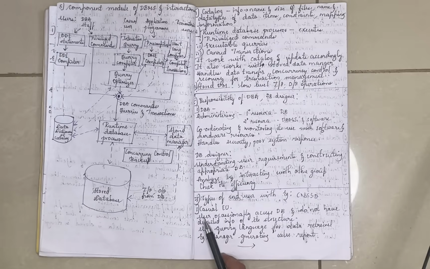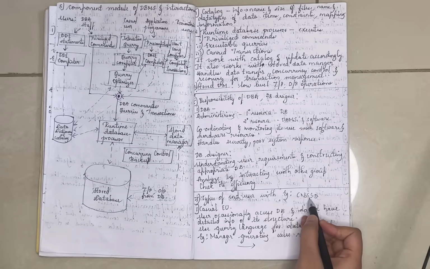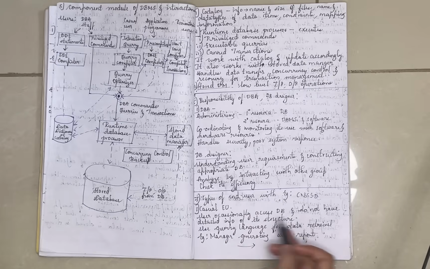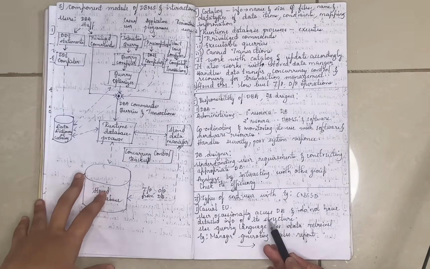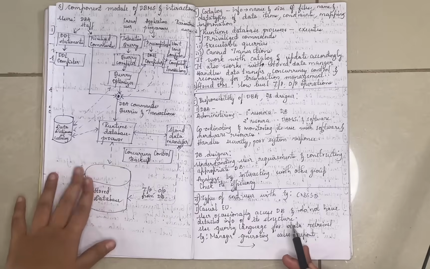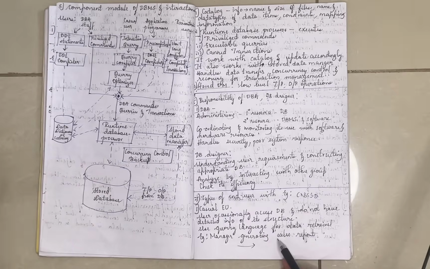Next question is types of end users with examples. For that you can remember it as CNSSD. Casual end user: casual means one who uses the database occasionally and does not have detailed information about its structure. He will be using it occasionally, hence he will not have detailed information about what is there in the database. So how does he retrieve data? He uses a simple query language for data retrieval. Example: a manager generating a sales report.